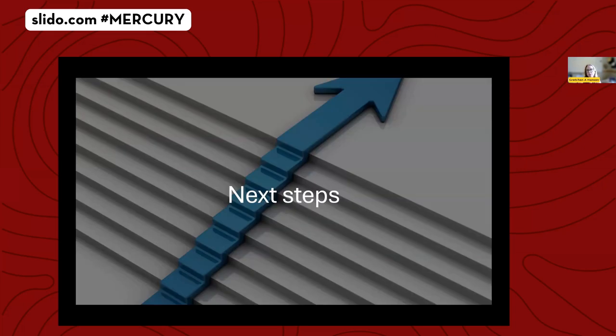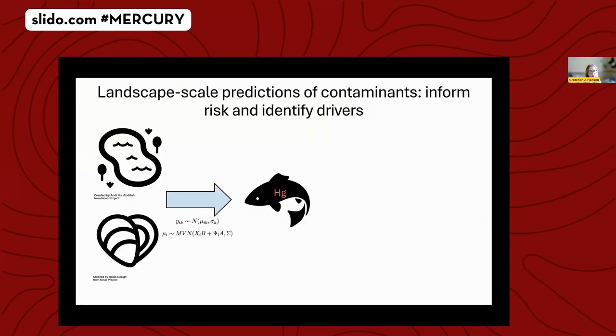And that leads us to one of our next steps that we will be pursuing in this study of how zebra mussels affect mercury in fish. One thing that we're working on now is developing a landscape level predictive model of mercury that leverages data from different species to inform each other. So what does that mean?